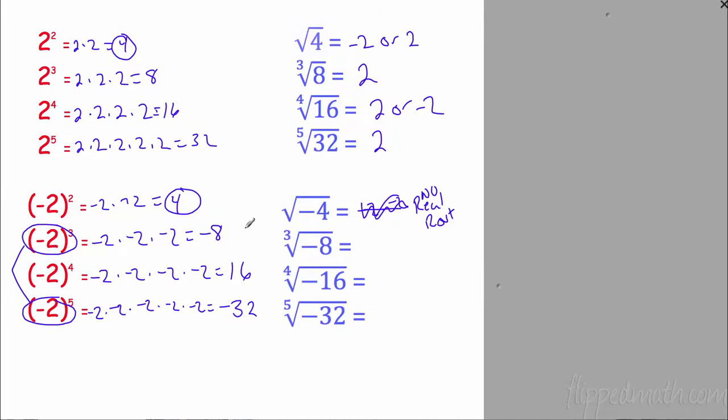How about negative 8? Well, negative 8 is right here. What number times itself 3 times equals negative 8? Negative 2 times negative 2 times negative 2, right there. All right? How about negative 16? Is there a number I can multiply 4 times and get a negative number? No, because a negative times a negative is a positive, times a negative is a negative, times a negative is a positive. No way we can do this, so again, no real root. And down here, the fifth root of negative 32, and you can see right here that is negative 2.